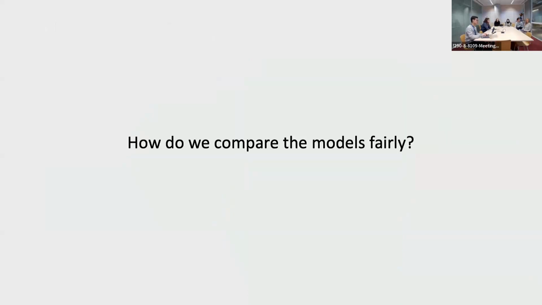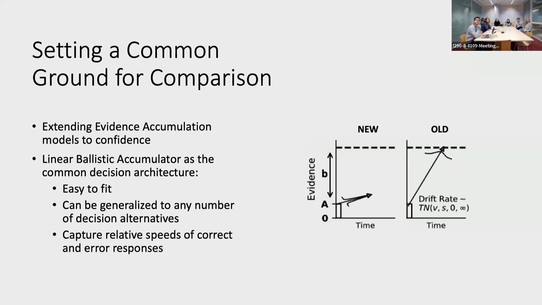So now we know we can construct different models based on how they approach confidence. But how do we make sure that when we find any difference in their performance, it's due to the difference in confidence mechanism, not other aspects of the decision process, such as noise during the accumulation process? That is, how do we compare the models fairly? This is the reason why we need to set a common ground for comparison.